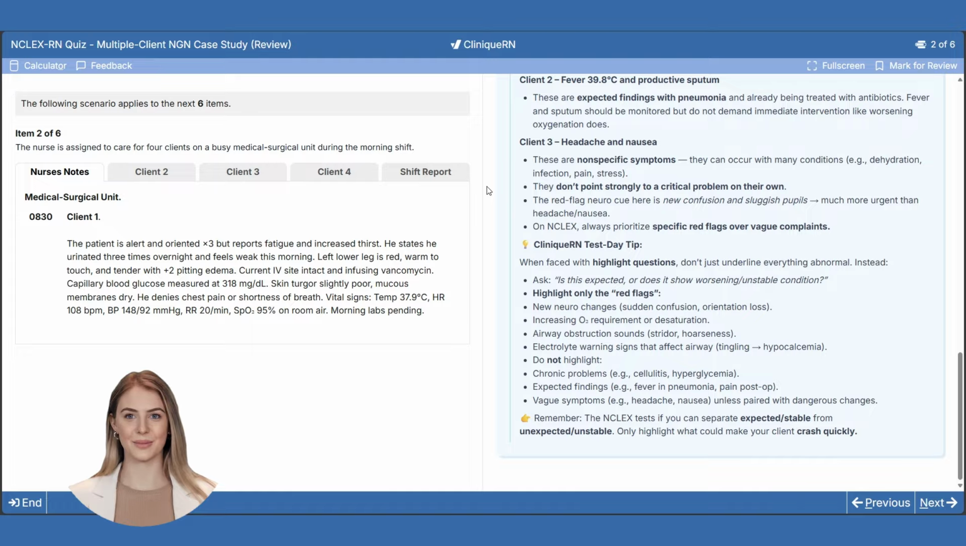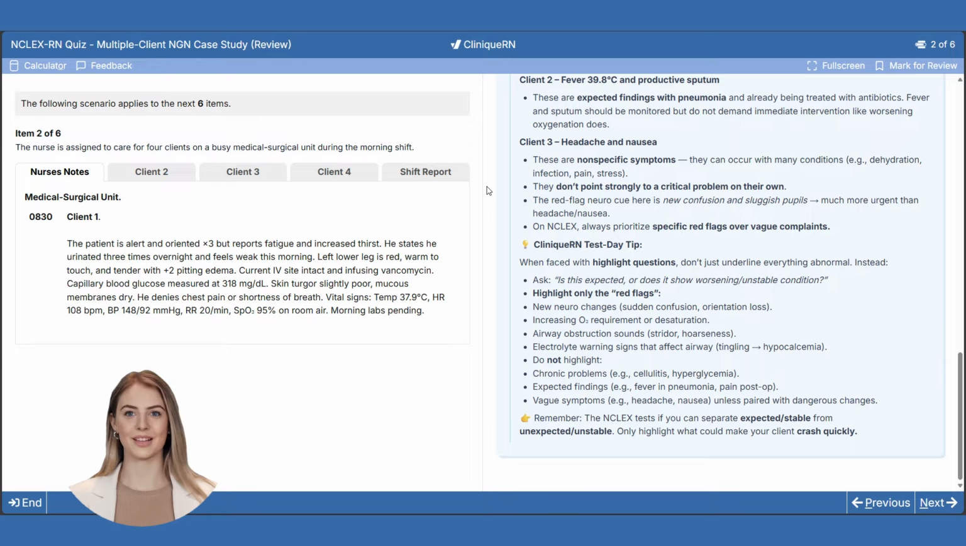CliniqueRN Test Day Tip: when faced with highlighted questions, don't just underline everything abnormal. Instead, ask, is this expected, or does it show worsening, unstable condition? Highlight only the red flags: new neuro changes, sudden confusion, orientation loss, increasing oxygen requirement or desaturation, airway obstruction sounds, stridor, hoarseness. Electrolyte warning signs that affect the airway.